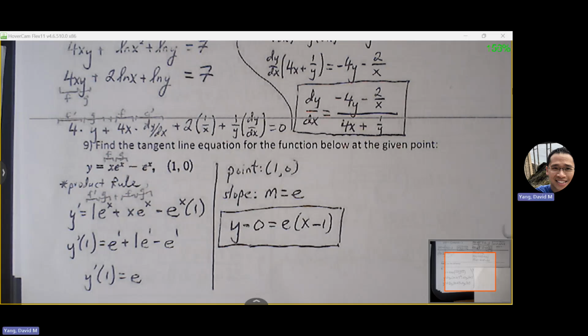There's a little bit of product rule there, x times e to the x. After we spell that product rule, we know e to the x is just e to the x. Find the derivative or find the slope, plug 1 in. E to the first power is just e. My slope is just that numeric value e and point slope form.